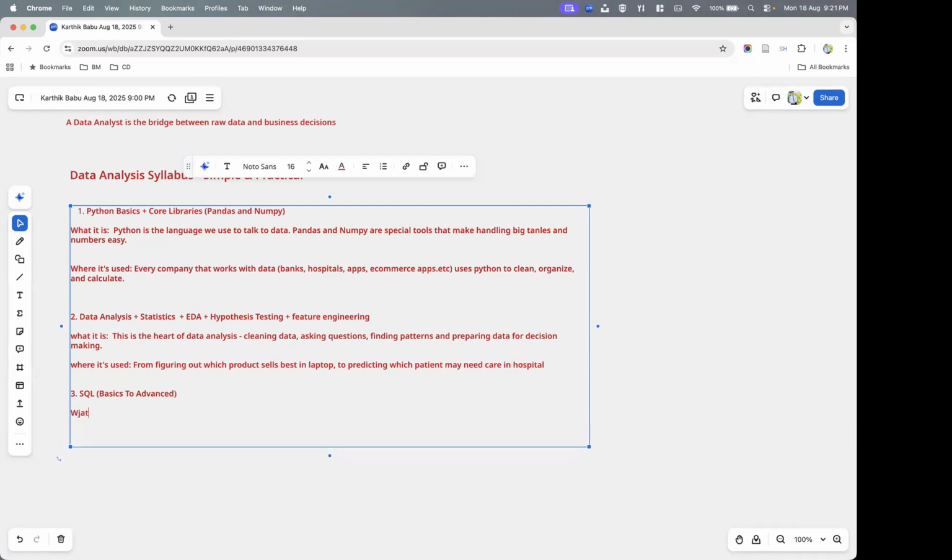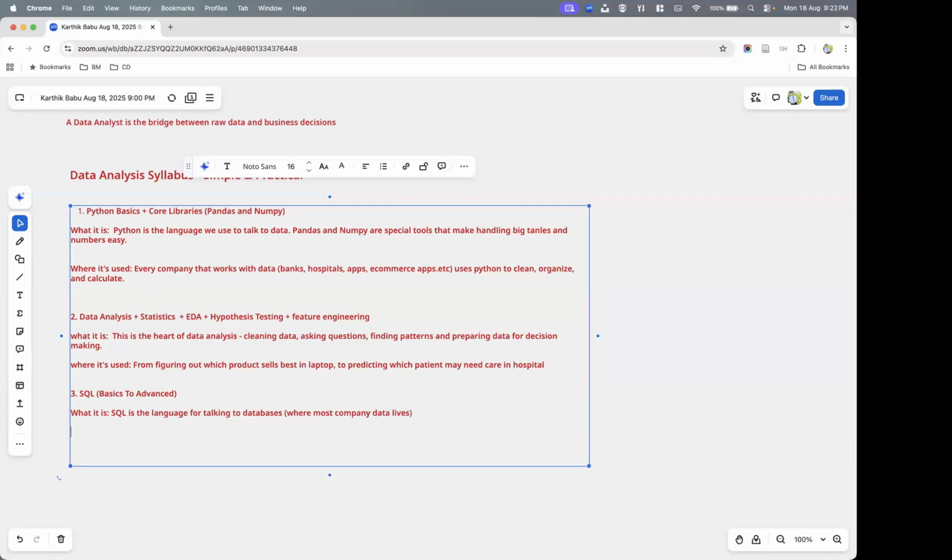Again, for people who are new to the data analysis world: SQL is the language for talking to a database, where most company data lives. What is a database? It is a place where most of the company data lives. Okay. Now, where is it used?